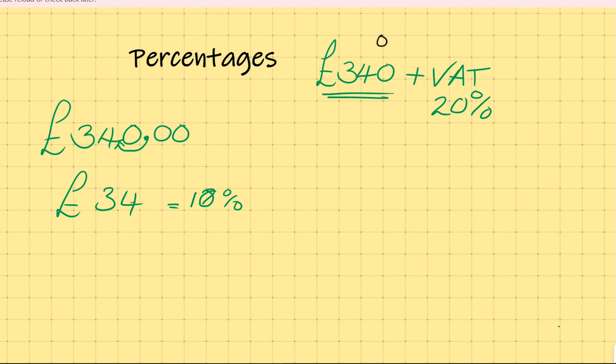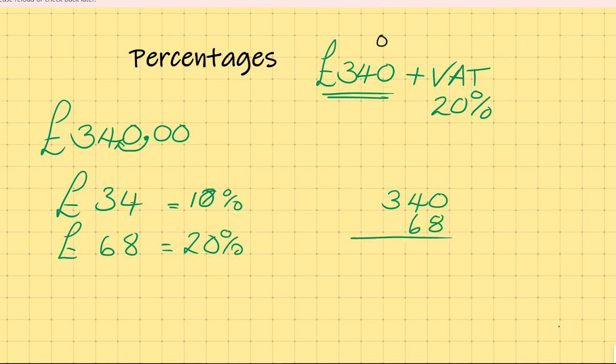Okay, if I want to find 20%, I'm going to double that. So 34 add 34 is 68. So 68 gives you your 20%. All right. So if they say £340 plus the VAT, you need to go £340 plus £68. 4 and 6 is 10. Carry the 1. 3 and 1 is 4. So your total bill comes to £408.